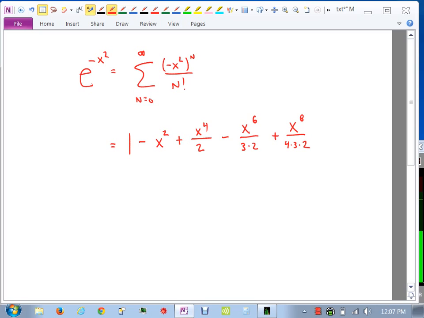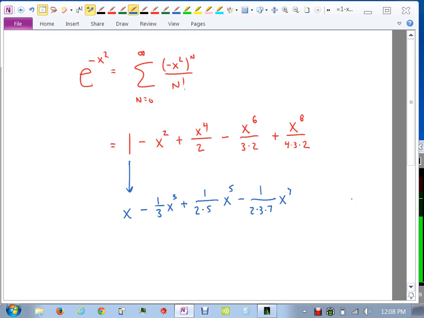Now, integrate that. Each of those, one at a time. Take the antiderivative. What's the antiderivative of 1? X. Okay, antiderivative of x squared, 1/3 x cubed. Antiderivative of x to the 4th over 2, it would actually be 1 over 2 times 5 x to the 5th, and then the next one would be 1 over 2 times 3 times 7 x to the 7th, and so on and so forth. Isn't that what we just got? We just got that, didn't we?